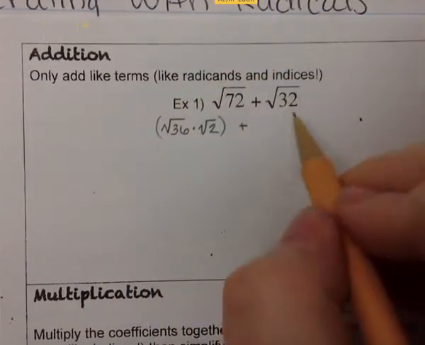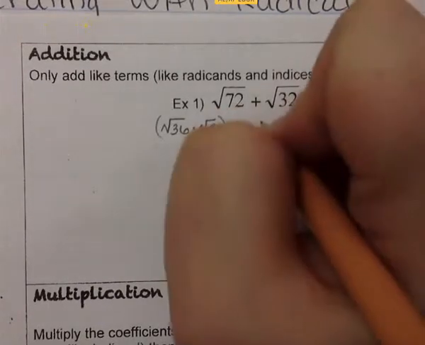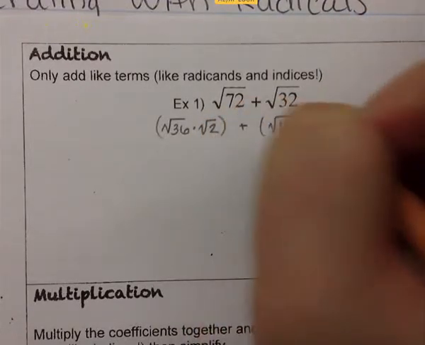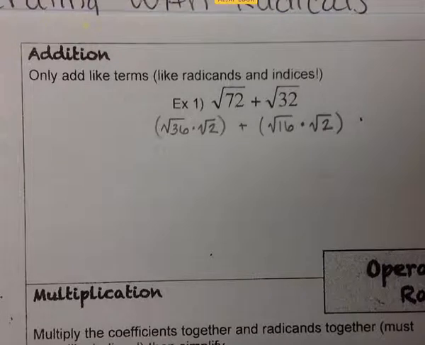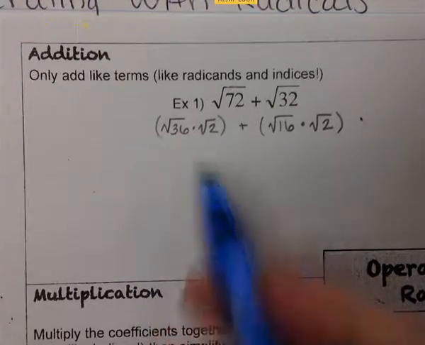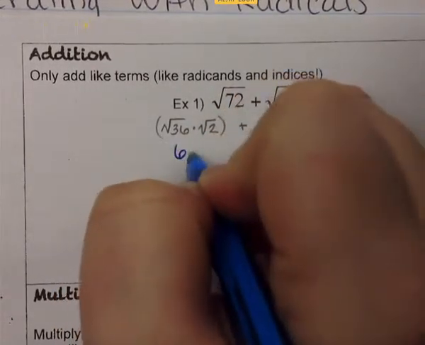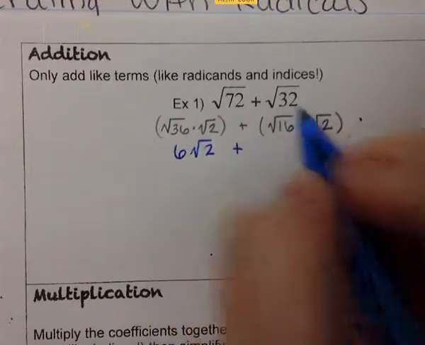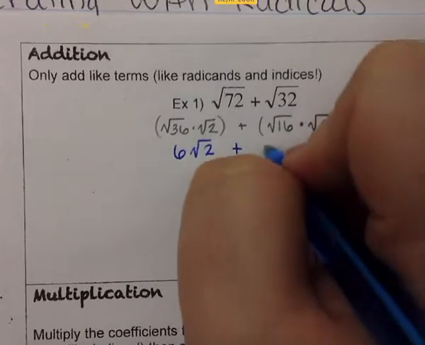Plus, then we have the square root of 32. Well, the square root of 32 can also simplify. This becomes the square root of 16 times the square root of 2. So now these will simplify. The square root of 36 is 6, so technically the square root of 72 is 6 square root of 2, plus the square root of 32 becomes 4 times the square root of 2.